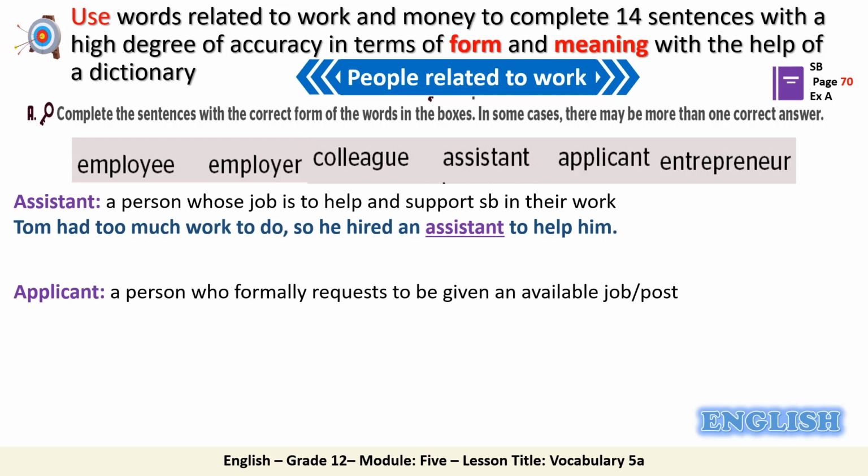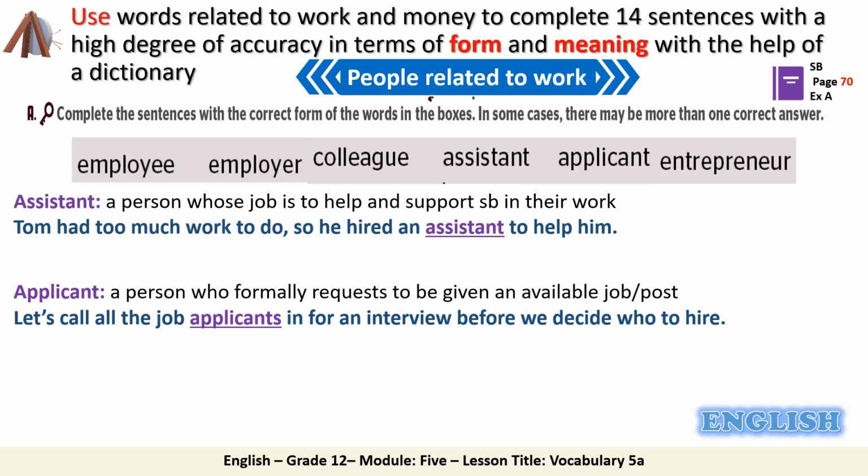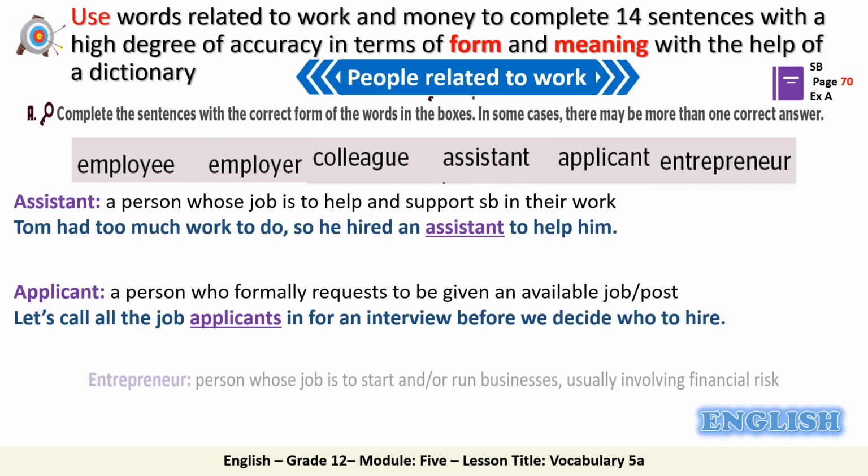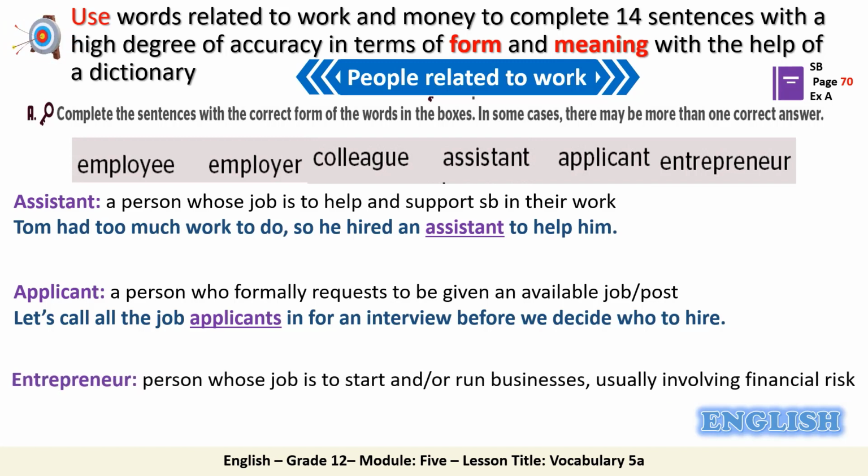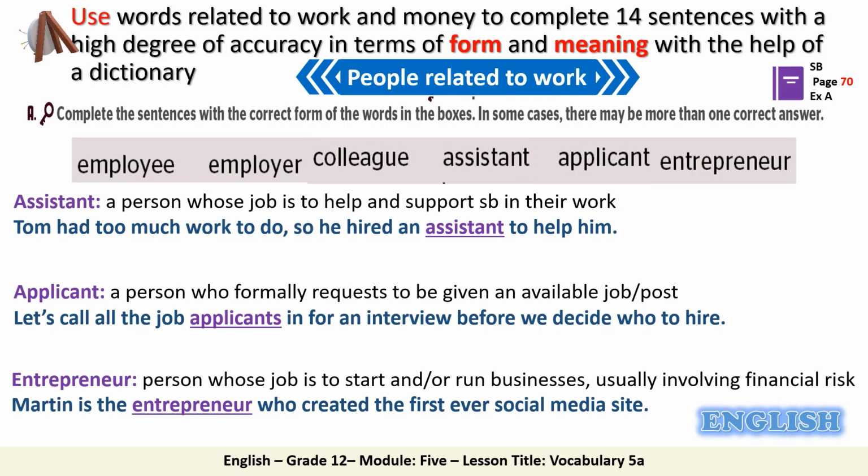The word applicant means a person who formally requests to be given an available job or post. For example, let's call all the job applicants in for an interview before we decide who to hire. Finally, the word entrepreneur, which means a person whose job is to start and run a business or businesses, usually involving financial risk. For example, Martin is the entrepreneur who created the first ever social media site.